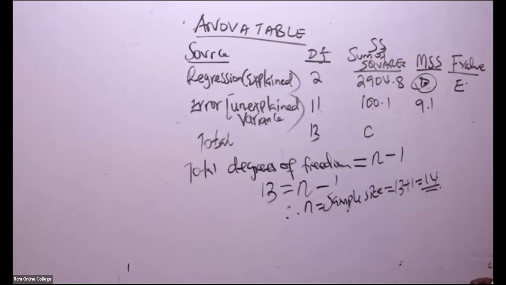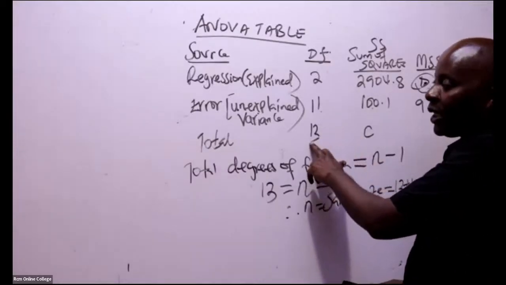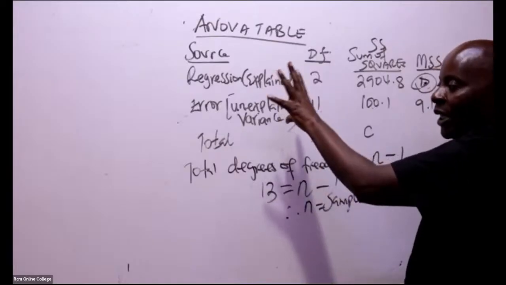So we must be prepared, because nobody will give you these degrees of freedom at this level. At this level, they'll expect you to calculate. They'll give you the sample size. They'll joke around with you.